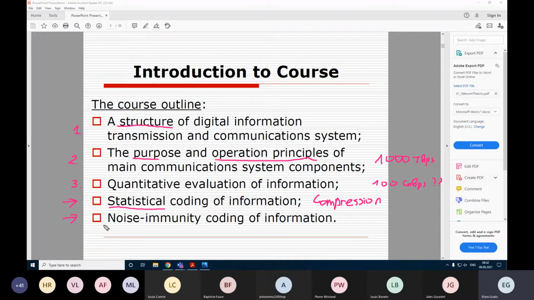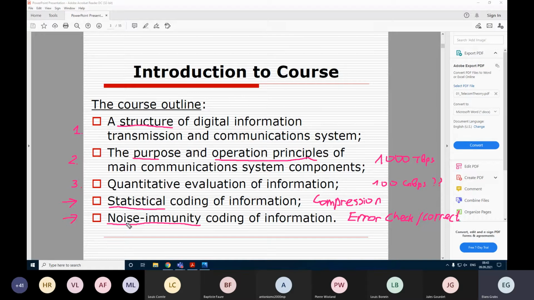So for that reason, we'll need additional coding, which will be error correcting codes. Yes, so error checking and correcting. Check or correct. And we'll discuss these codes as well. They will be part of your course project as well.